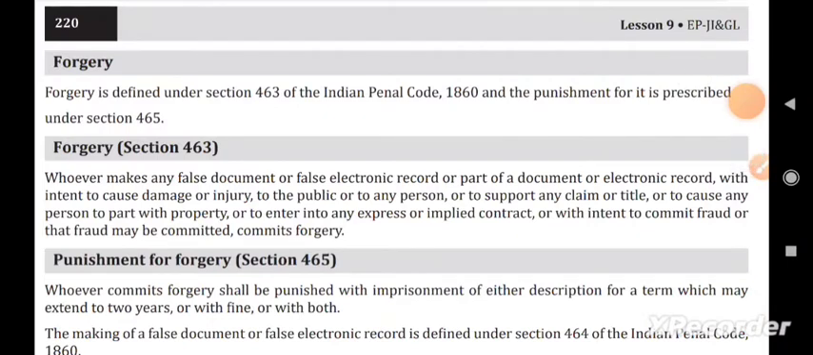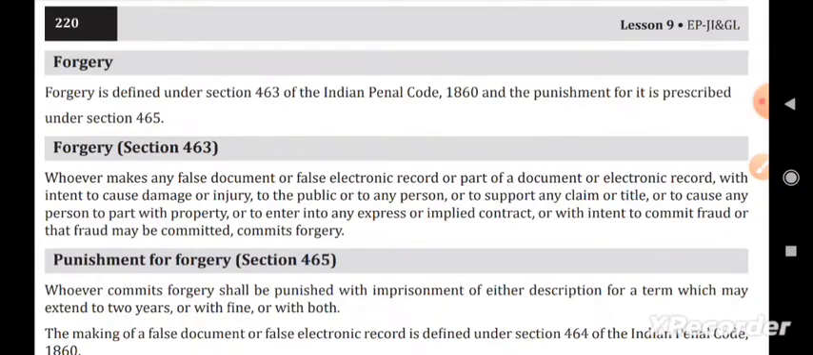Forgery is under section 463, and the punishment is prescribed under section 465. It is to imitate or fake, for example a fake signature, documents, degrees, bank notes, etc. Punishment for forgery under section 465 is imprisonment of 2 years, fine, or both. Under section 464 is making of a false document or electronic record.